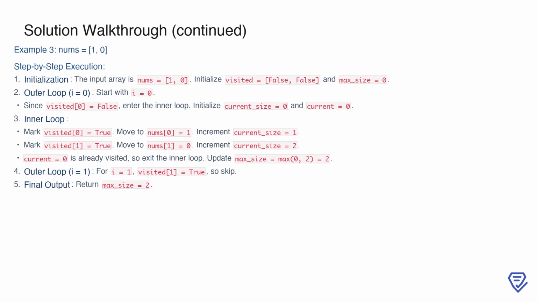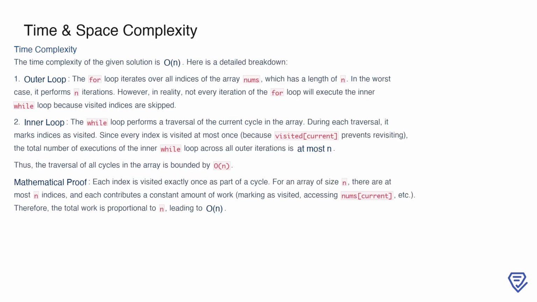For i equals 1, visited[1] is true, so we skip this index. With all indices processed, we return max_size equals 2 as the result for this example. The time complexity of this solution is O(n). Let's break this down step by step.